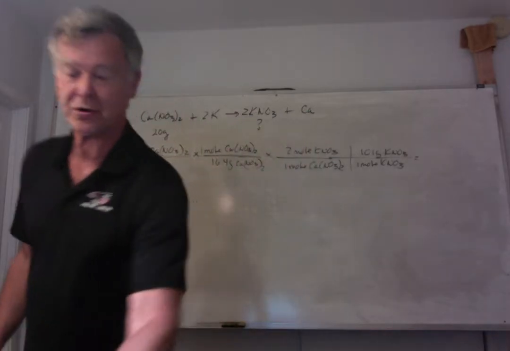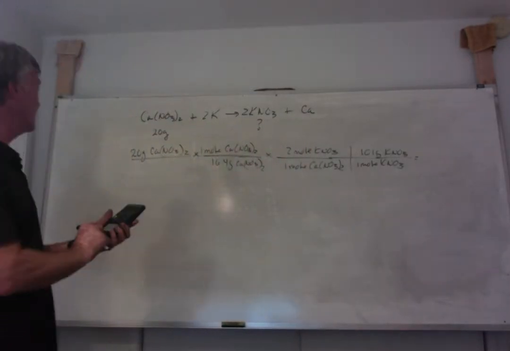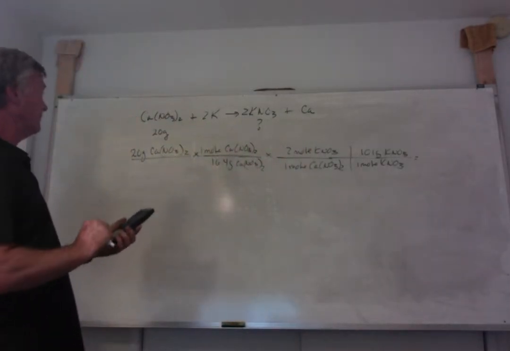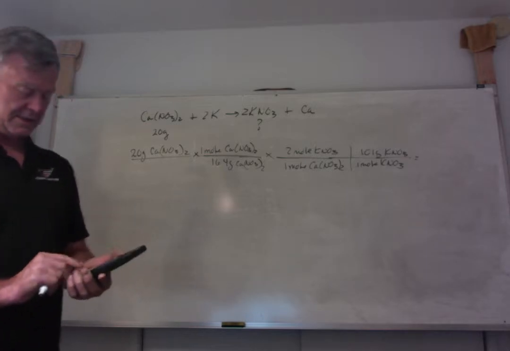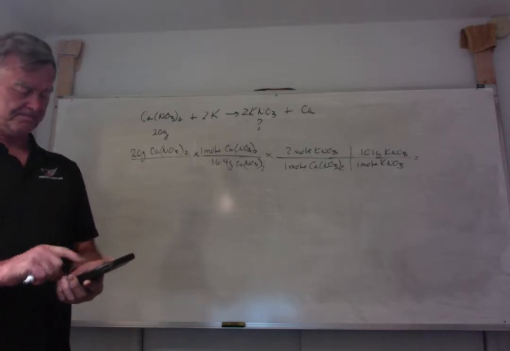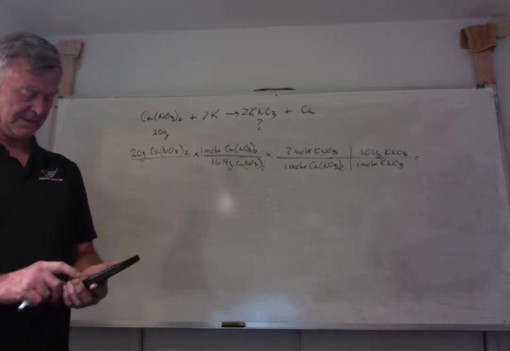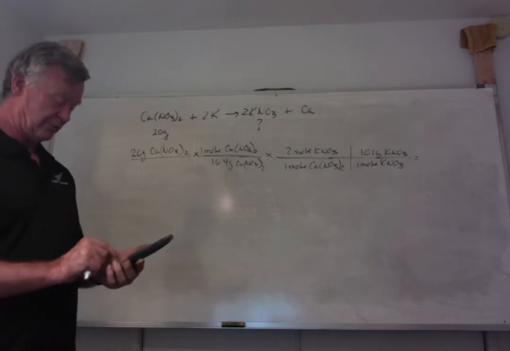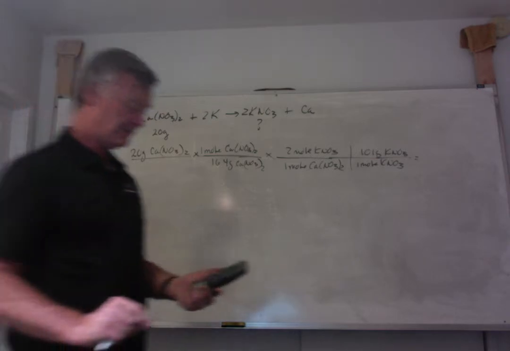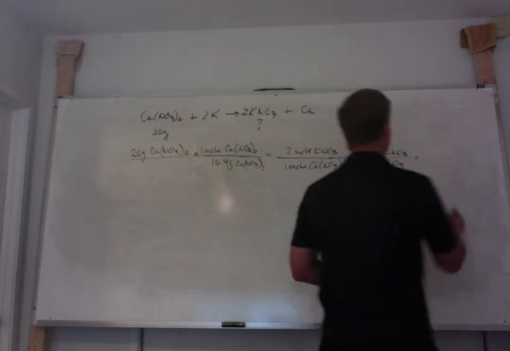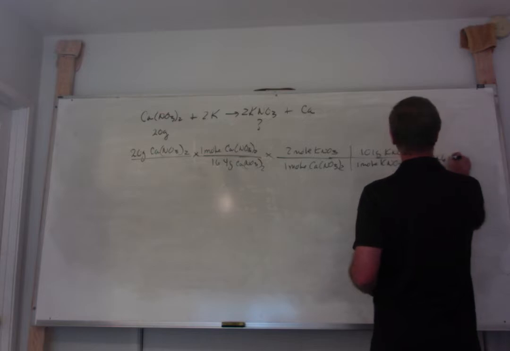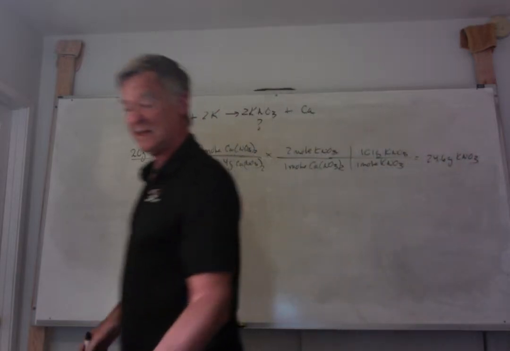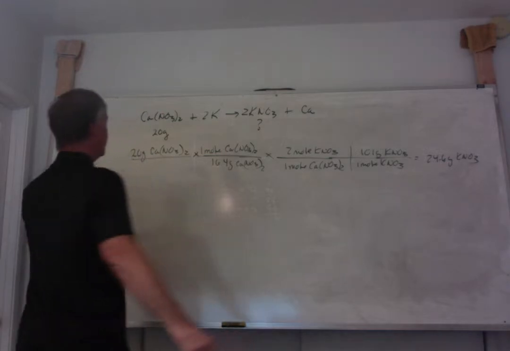Now we multiply it across, and you all know how to do that. So 40 times 101 divided by 164, and you'd end up with 24.6 grams of potassium nitrate. First thing you have to do is balance the reaction and set this up.